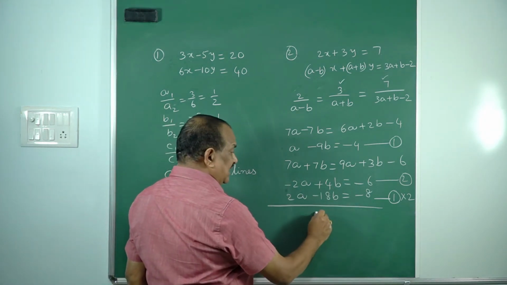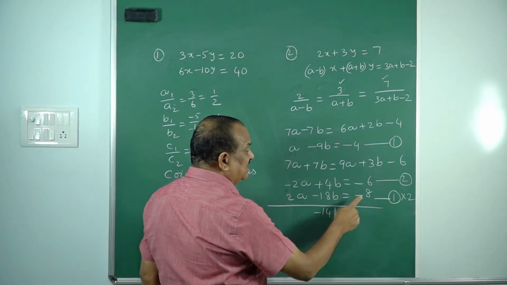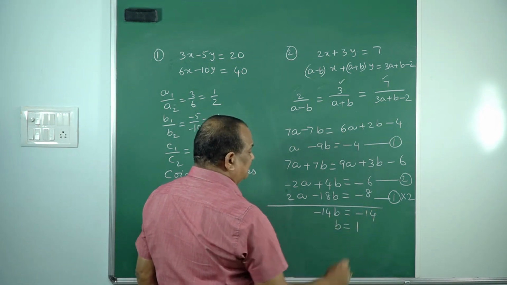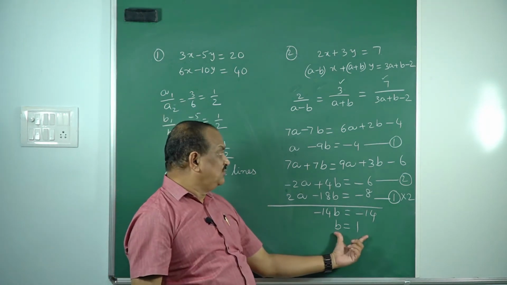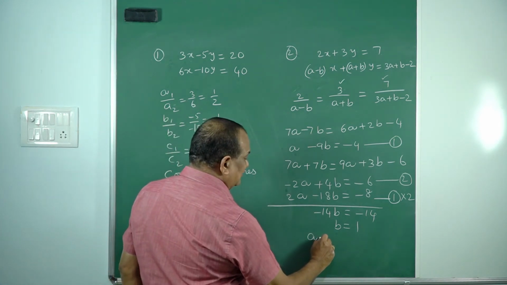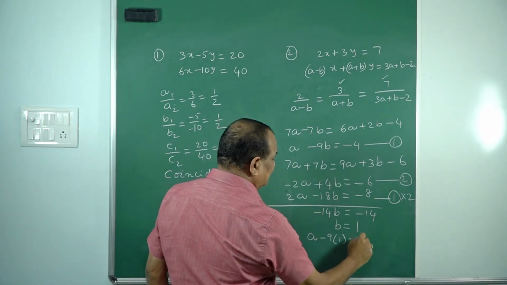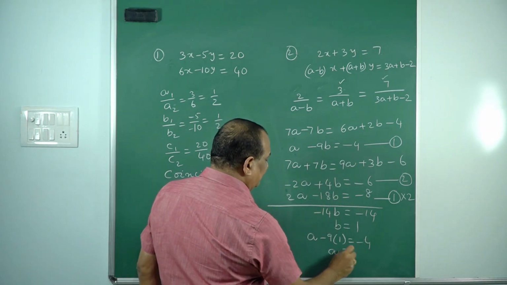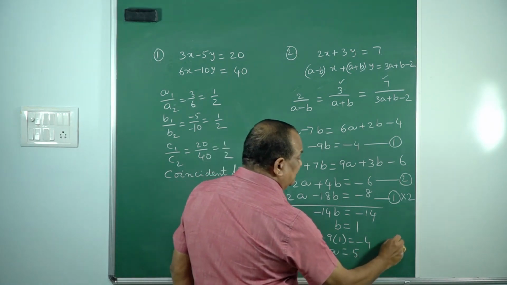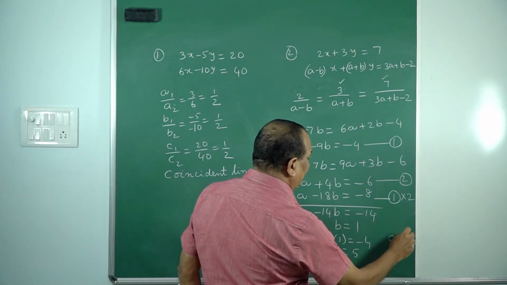And I add these two. I get minus 14B, because minus 18 plus 4 is minus 14B, and minus 8 minus 4 is minus 12... it is minus 14. And that gives me B is equal to 1. Having got B is equal to 1, I can substitute in equation 1. A minus 9 times 1 is equal to minus 4, and A is equal to 5, because minus 9 goes to that side, 9 minus 4 is 5. So these are the values of A and B.